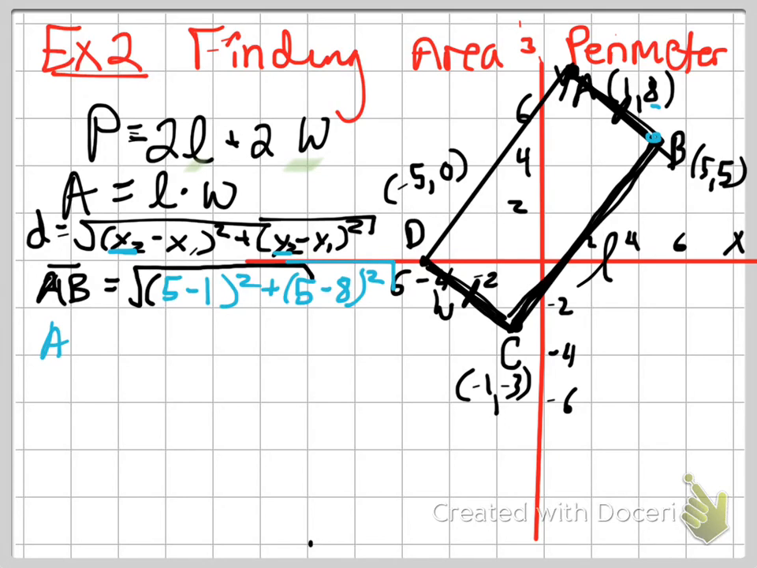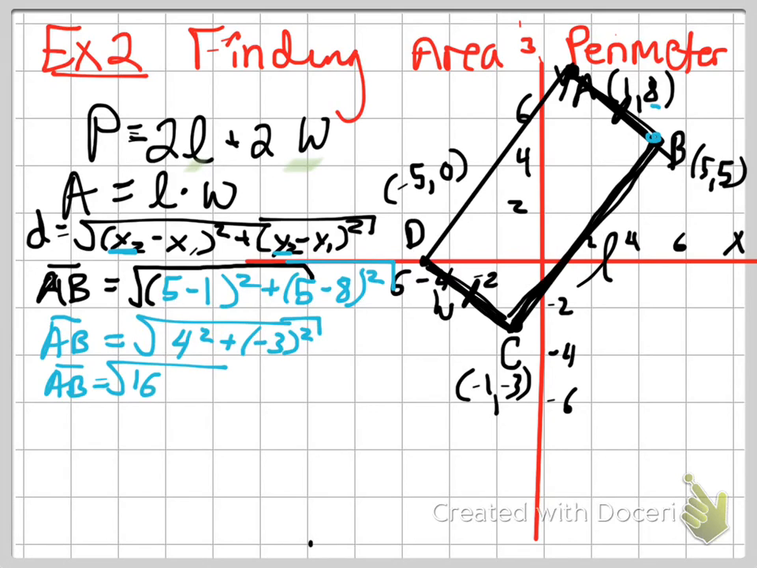So AB equals the square root of (5 minus 1) is 4 squared, plus (5 minus 8) is negative 3 squared. So AB equals the square root of 16 plus negative 3 squared, which is 9. AB equals the square root of 25. So AB equals 5. So now I know my width is 5.